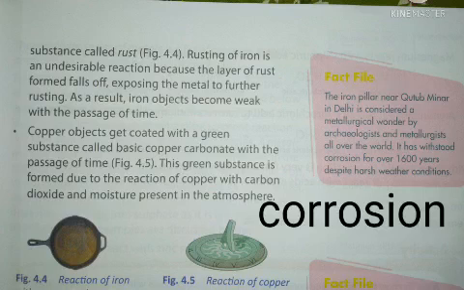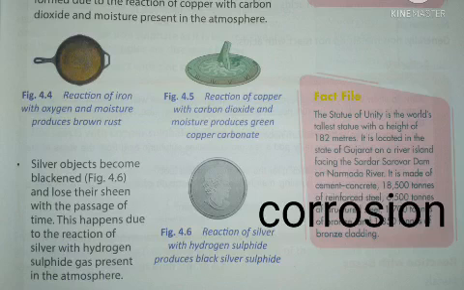Copper objects even get coated with a green substance called basic copper carbonate with the passage of time. This green substance is formed due to the reaction of copper with carbon dioxide and moisture present in the atmosphere. As you can see in the pictures, the reaction of iron with oxygen and moisture produces the brown rust, and the reaction of copper with carbon dioxide and moisture produces the green copper carbonate. And the reaction of silver with hydrogen sulfide produces black silver sulfide.